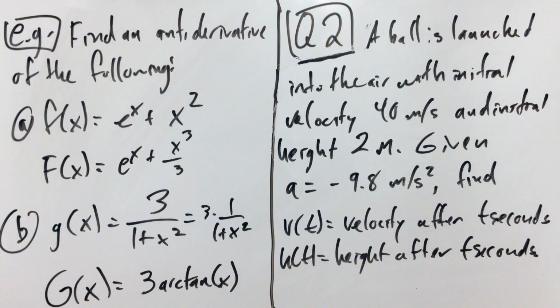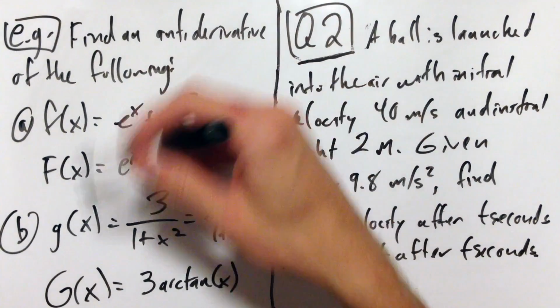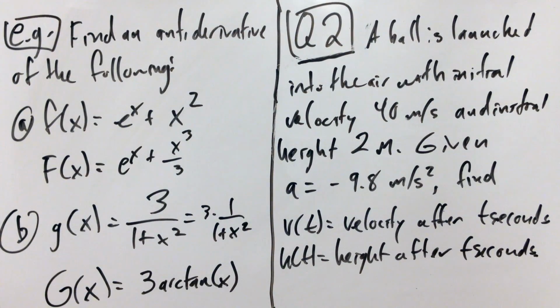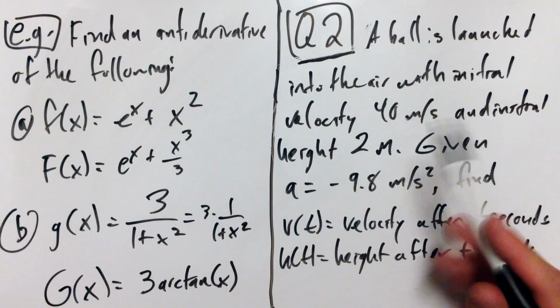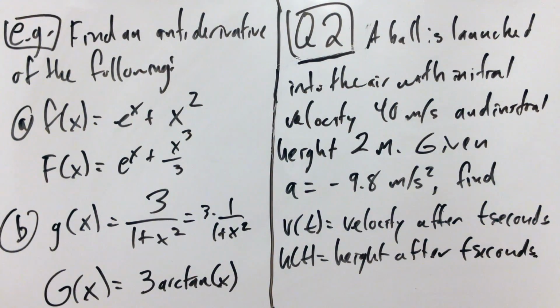So here is question 2, which really combines these ideas and the previous one about finding a particular antiderivative. If a ball is launched into the air with initial velocity of 40 meters per second and initial height of 2 meters, and given that the acceleration due to gravity is negative 9.8 meters per second squared, find equations for the velocity t seconds after the ball is launched and the height after t seconds.